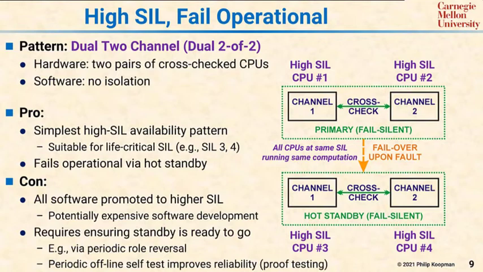And there's the con that's fairly obvious of needing 4 CPUs to do the job of 1. But the reason this makes sense is that you have 2 different uses of redundancy in the same pattern. The 2 of 2 pattern is giving you fault detection, whereas the primary standby pattern is giving you fail operational on top of that.